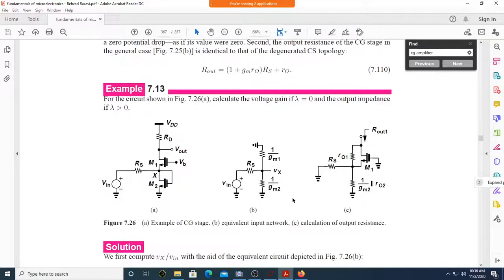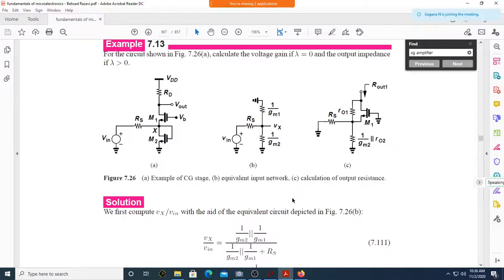Okay. Just see this. Don't worry too much. Now, this is also a CG amplifier. Can you see there is an M2 with drain connected to gate? Yes, sir. See, effectively, what will be the resistance offered by this M2? Is it not 1 over GM2 in parallel with R02?